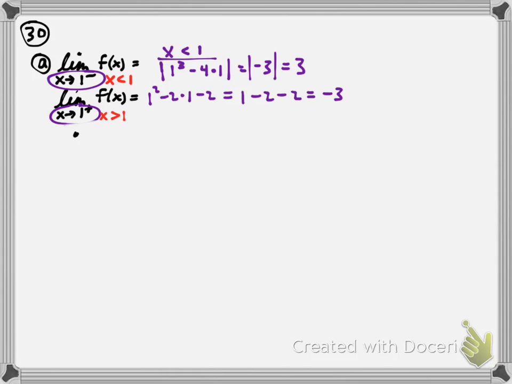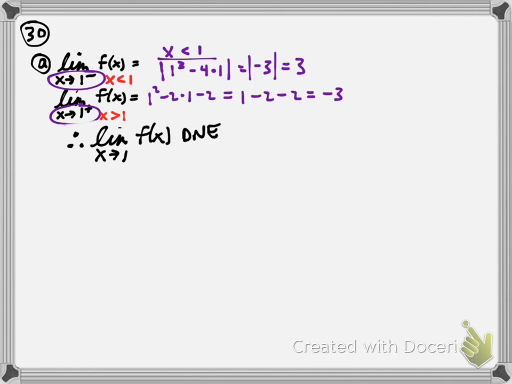So therefore we would say the limit as x approaches 1 of f of x does not exist, because the right and left hand limits are not the same. Okay. At what points is f continuous?